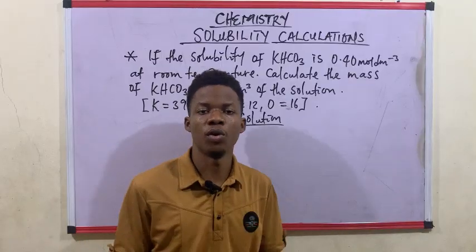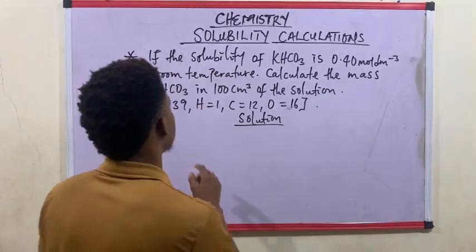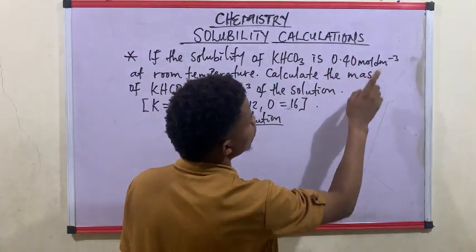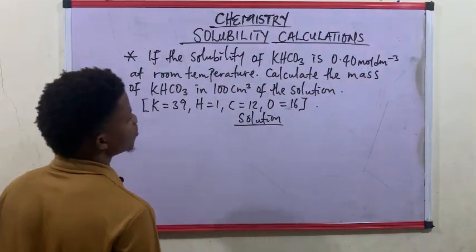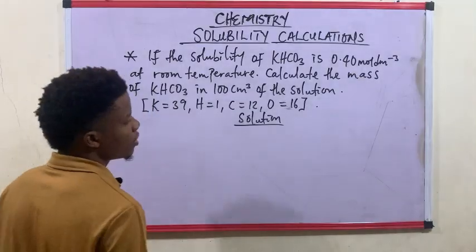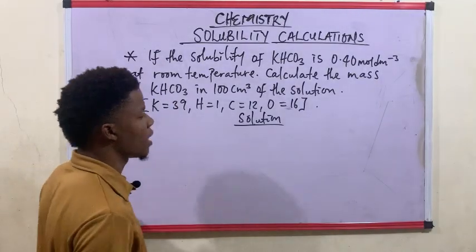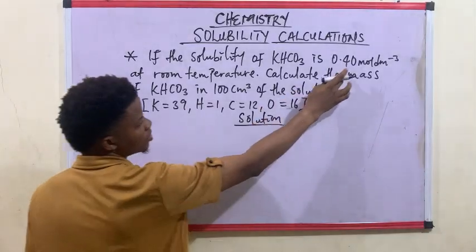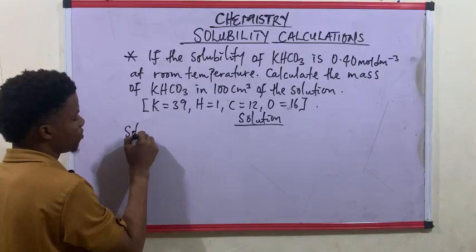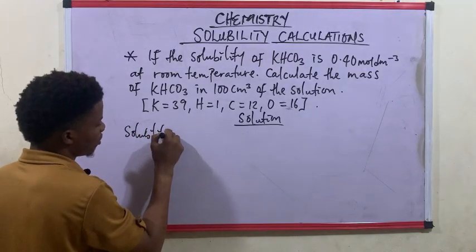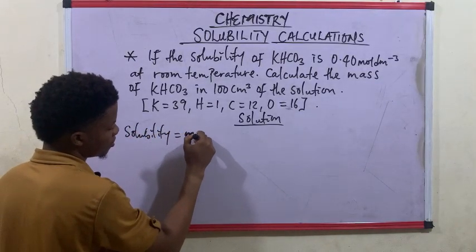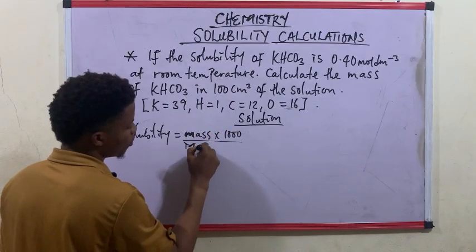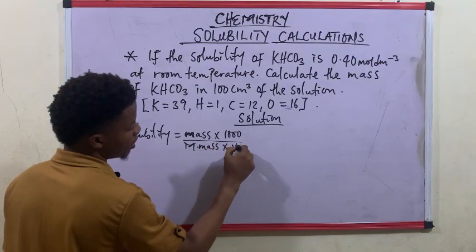We have question 2 on the board. Let us break down question 2. Question 2 says, if the solubility of KHCO3 is 0.40 mole per dm cube at room temperature, calculate the mass. We're told to calculate the mass. In order to do that, we are still going to use our solubility, because look at it, mole per dm cube. So solubility is equal to mass times 1000 all over molar mass times volume.